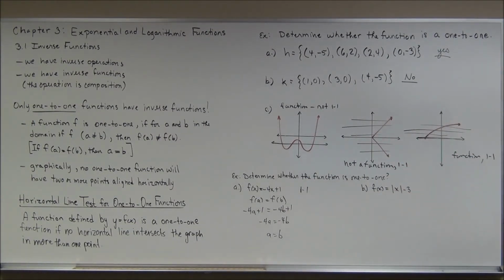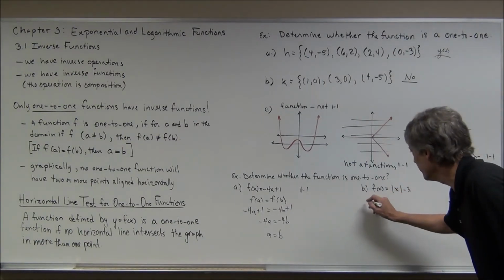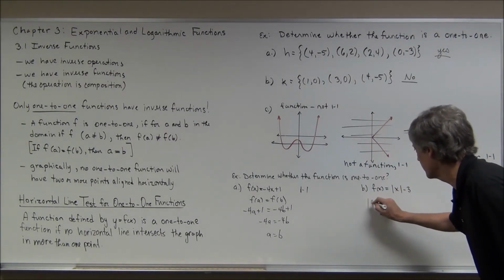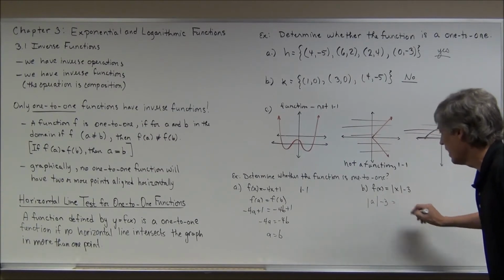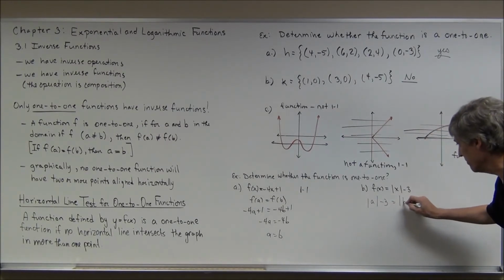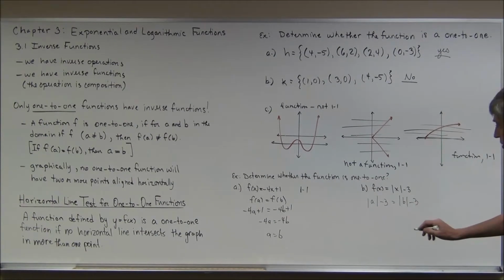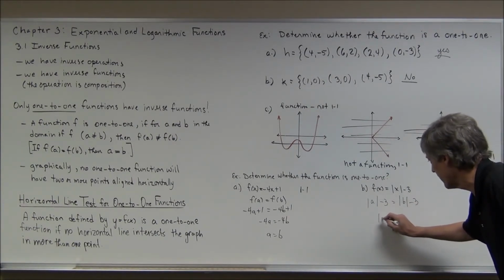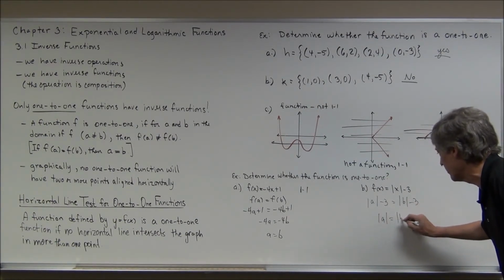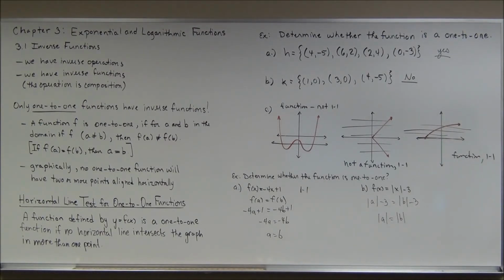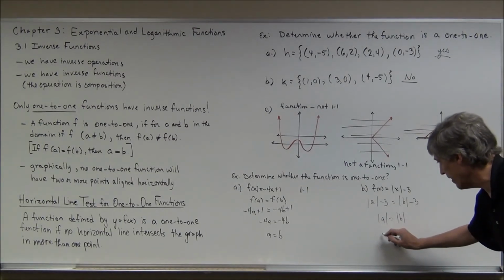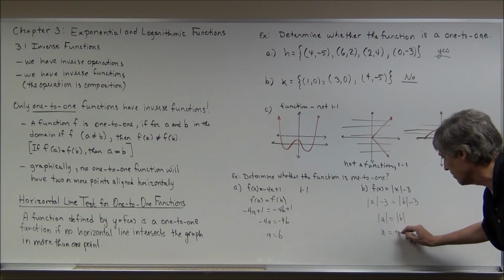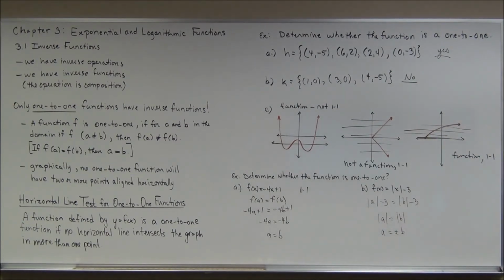Let's try it with this one. Let's see if it's one-to-one. So f of a would be the absolute value of a minus 3. f of b would be the absolute value of b minus 3. Now if I add 3 to both sides, I get that the absolute value of a is equal to the absolute value of b. Well, does that mean a equals b? No, because of the absolute value, that means a is equal to plus or minus b. And that means that this is not one-to-one.